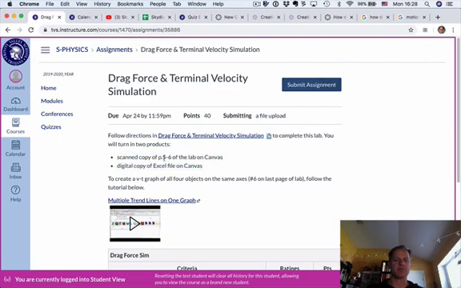You're going to print out the last 2 pages of the lab. You're going to handwrite your answers and then scan it in as a picture or a PDF. And then you're also going to upload this file of Excel that you end up doing.